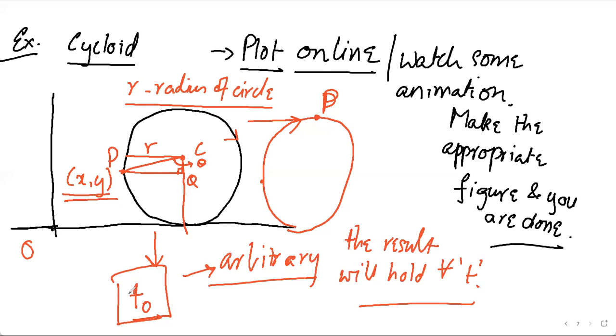Okay, so I need you to think about this as an exercise. Maybe this cycloid thing might not be very clear, so I would strongly suggest that you visit some online graphing calculator and plot it and watch some animation to get an idea how exactly point P traces the cycloid.